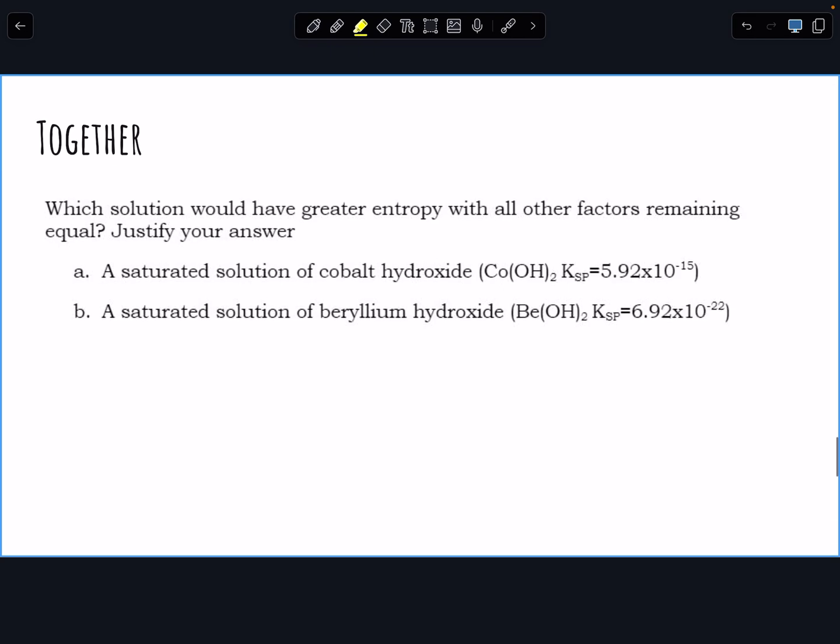All right, so let's look at this one together. This is the I do, and you've already gotten the answer written out below in your notebook. It says, which solution will have a greater entropy with all other factors remaining equal, and justify your answer. A says we have a saturated solution of cobalt hydroxide, and it's given my KSP for it, which is 5.92 times 10 to the negative 15. B says a saturated solution of beryllium hydroxide, which has a KSP of 6.92 times 10 to the negative 22. And we want to know which one's going to have a greater entropy, which one's going to move towards more disorder.